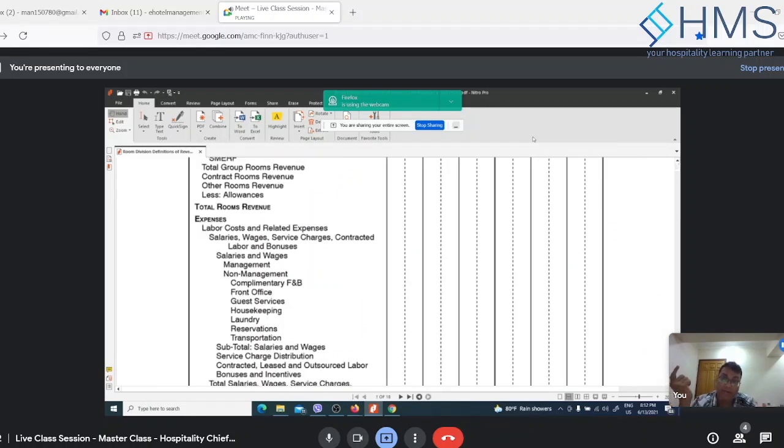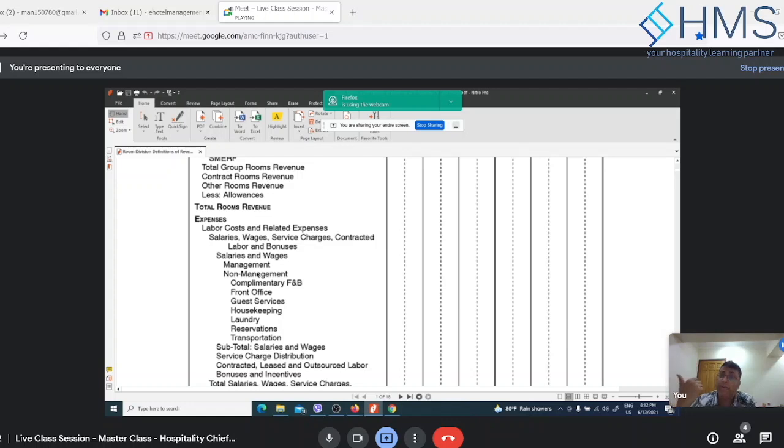So the management will include usually your director of rooms, front office manager, duty manager, concierge manager, guest relations manager. Whatever is the manager and assistant manager titles will go under the management. The non-management are supervisory staff and below, who are usually taking care of the guest directly. So they are in direct guest contact.